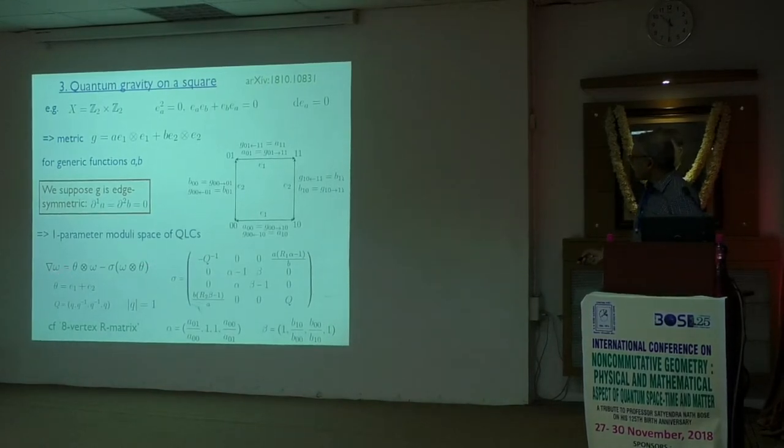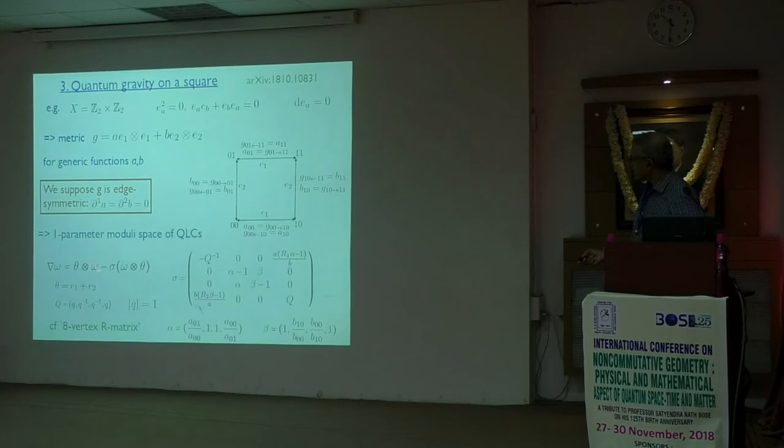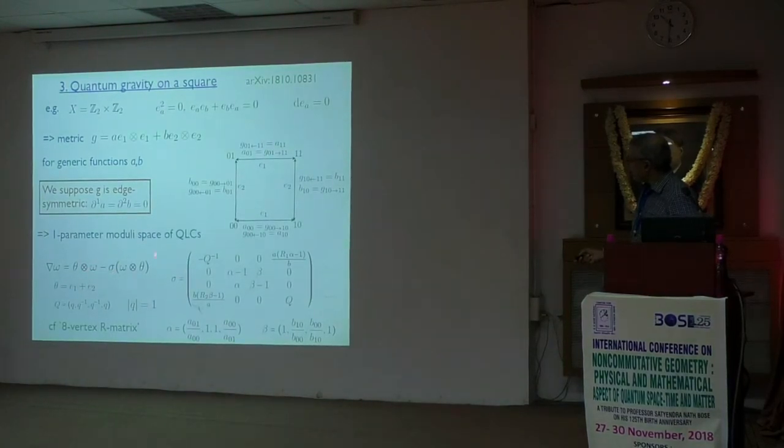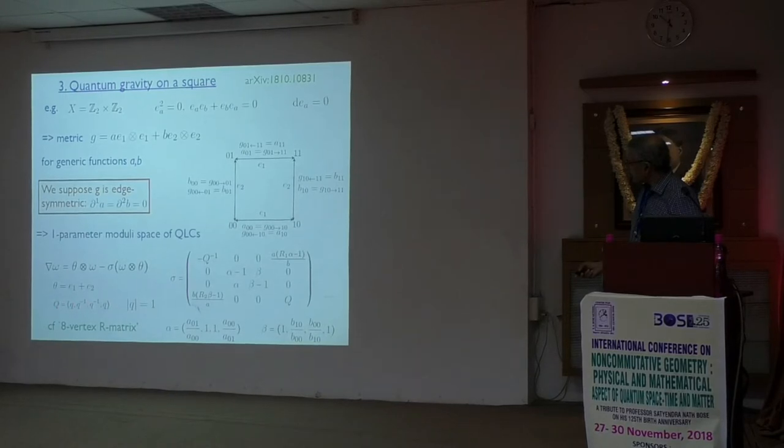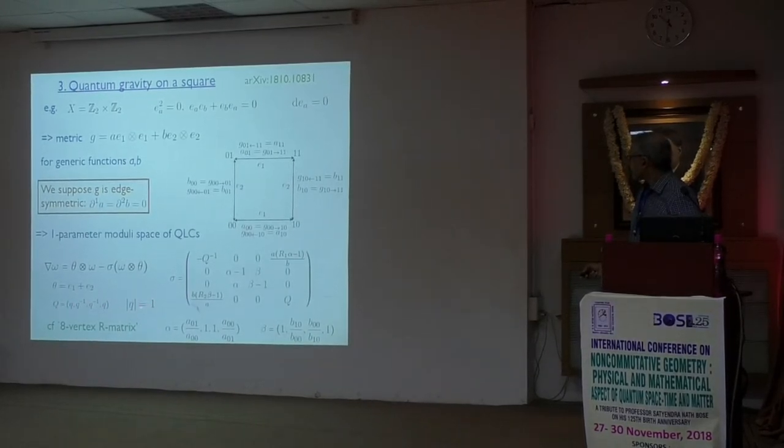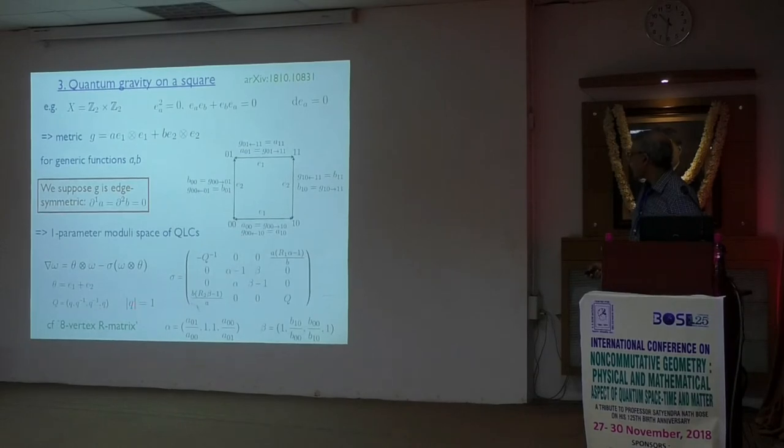They have this form. Nabla of a one-form omega is going to be theta tensor omega minus a flip, this map sigma, of omega tensor theta, where theta is an inner calculus. Theta is this combination E1 plus E2. And sigma is defined by this matrix on the basis, you know, E1 tensor E2, etc. This q is this function. I've given it on the 4 points of the group. It's this function built from q. q is a free parameter, but it should have modulus 1.